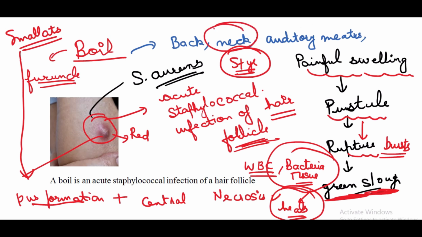Now, what are the common sites of a boil? Boils most commonly occur on the neck region, back region, and near the auditory meatus. Those are the main sites. So, where is the boil most commonly found? It's found on the back and the neck region.